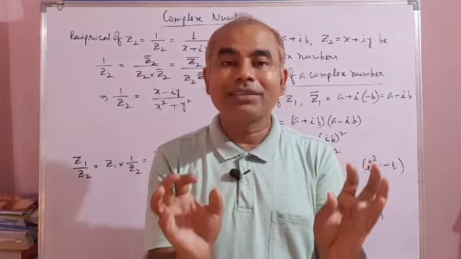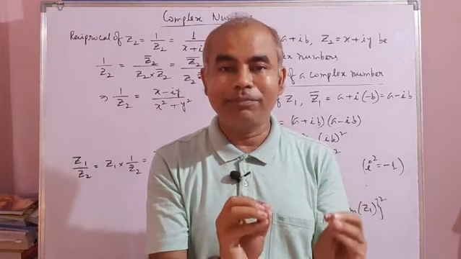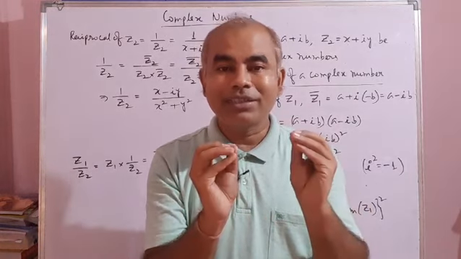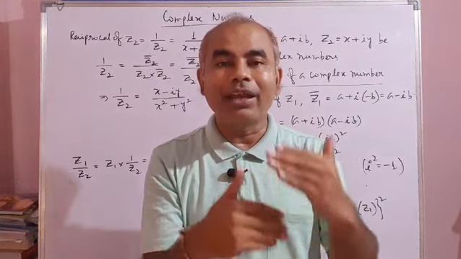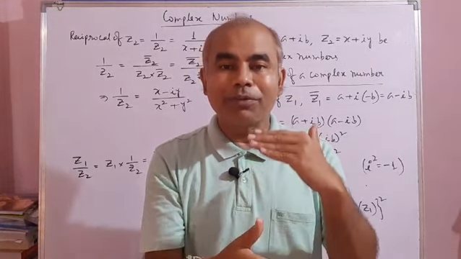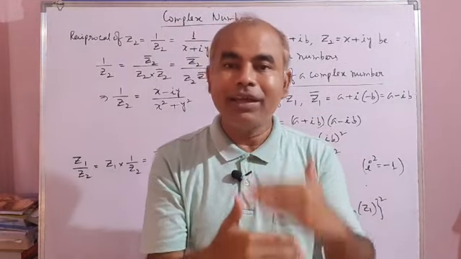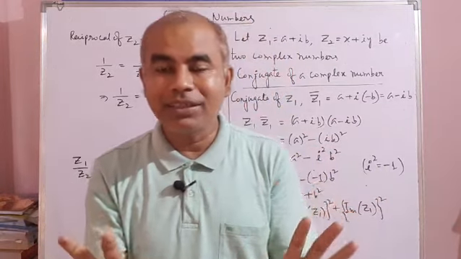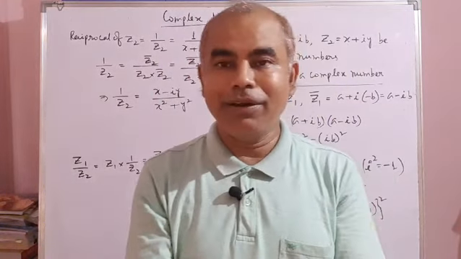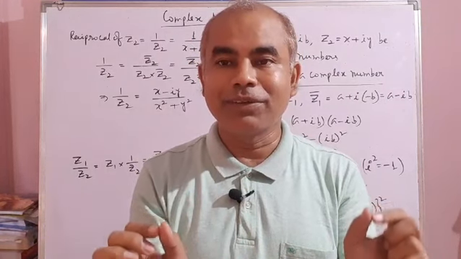Next, we discussed how to add two complex numbers, how to subtract, how to multiply, how to divide, and before going to divide, what the meaning of conjugate is, how to find the product of a complex number with its conjugate, and how to find the reciprocal. Then you go for division. So these are the basic things of a complex number. In our next video, we'll try to solve problems based on this.